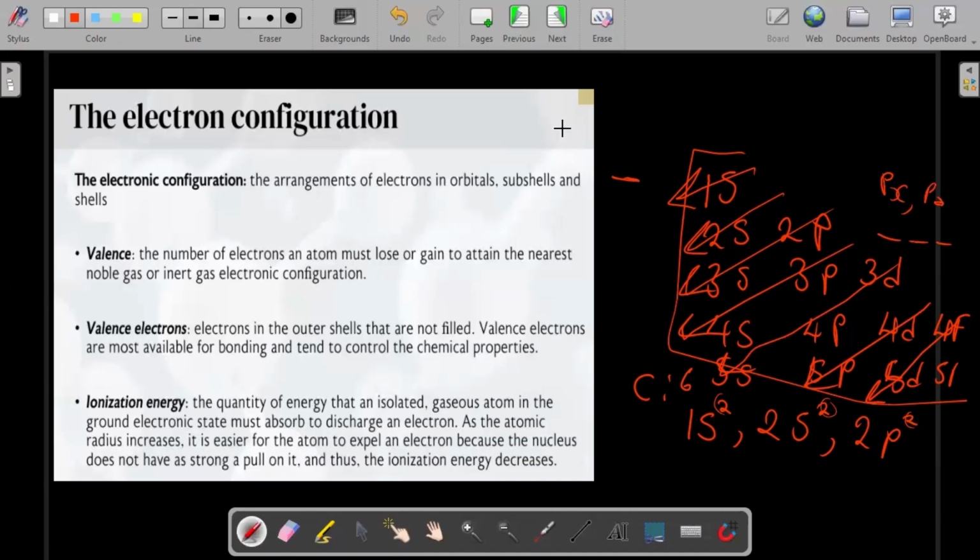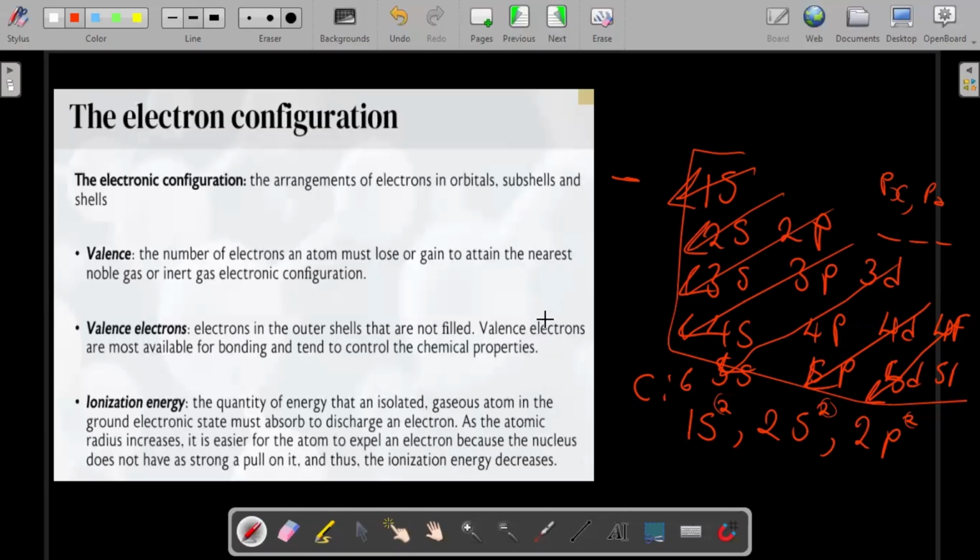You need to know how to come up with the electronic configuration for your subshells. The other thing you need to know is about valency. Valency tells you how many electrons are going to take part in a chemical bond. It tells you how many electrons you are going to lose or how many you are going to gain. Valence electrons are the electrons that will actually participate in a chemical bond.